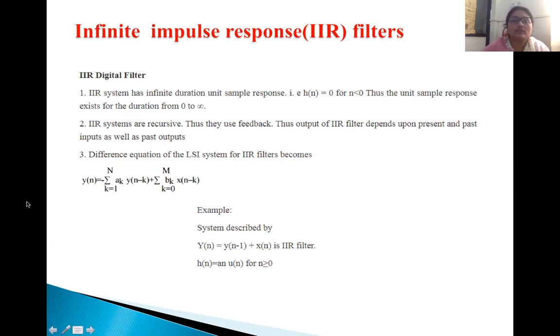Now, the IIR system consists of both numerator coefficients as well as denominator coefficients. Numerator coefficients are representing zeros of the system, whereas denominator coefficients are representing poles of the system.